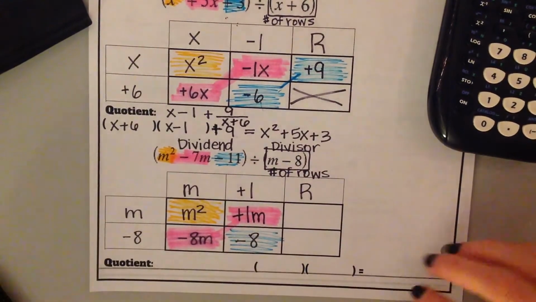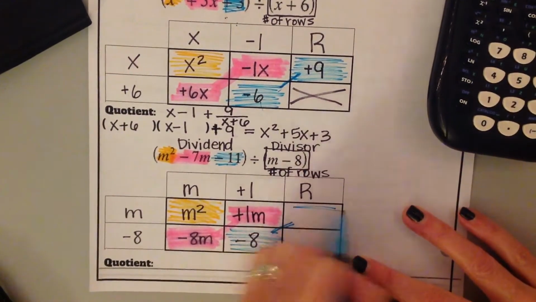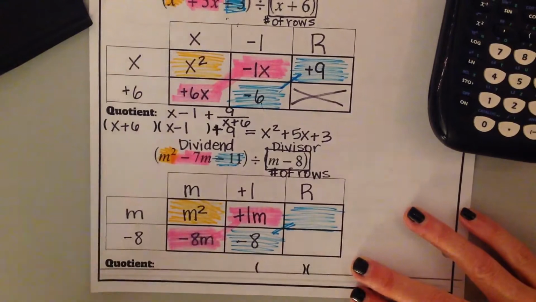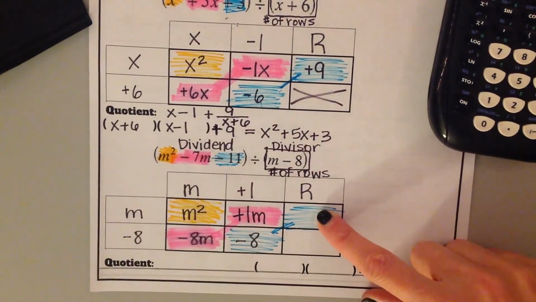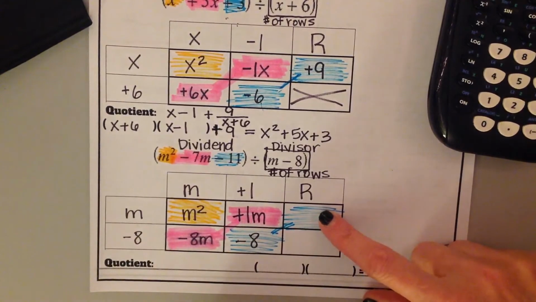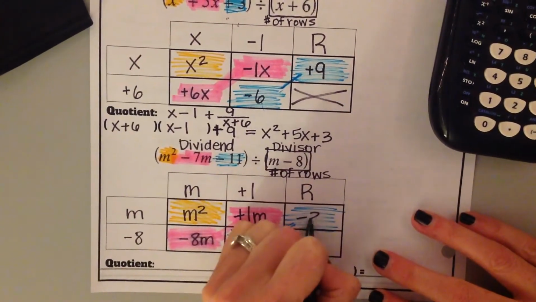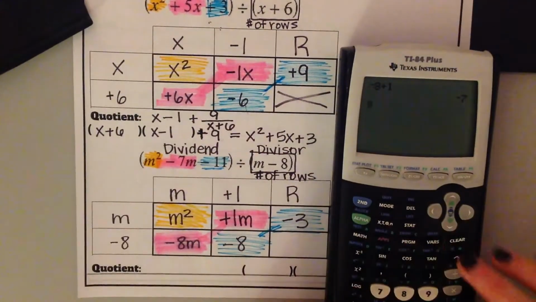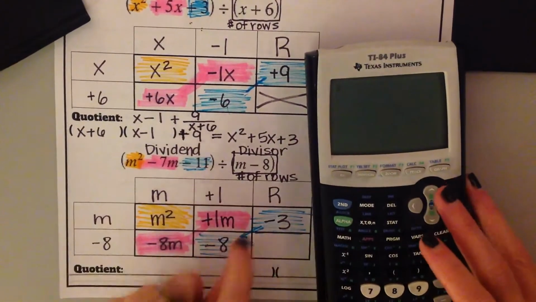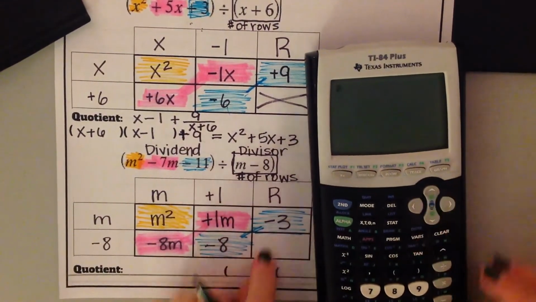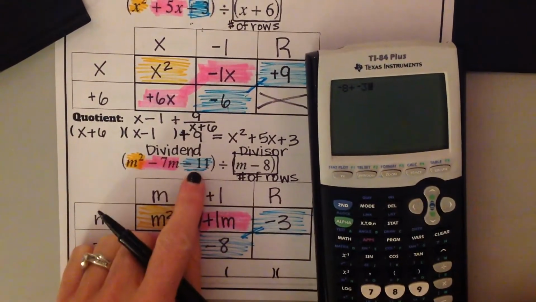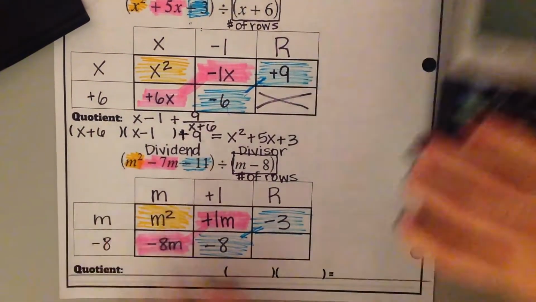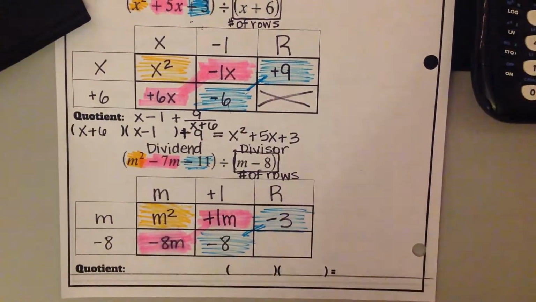So these diagonal boxes must be like terms. So now I have to think, negative 8 plus what is going to get me to negative 11? And that would be a negative 3. Now again, I'm going to check my math in my calculator to make sure I'm having the right numbers in my boxes. So negative 8 plus negative 3, and that should get me to negative 11, which it does, so I know that my remainder is correct.